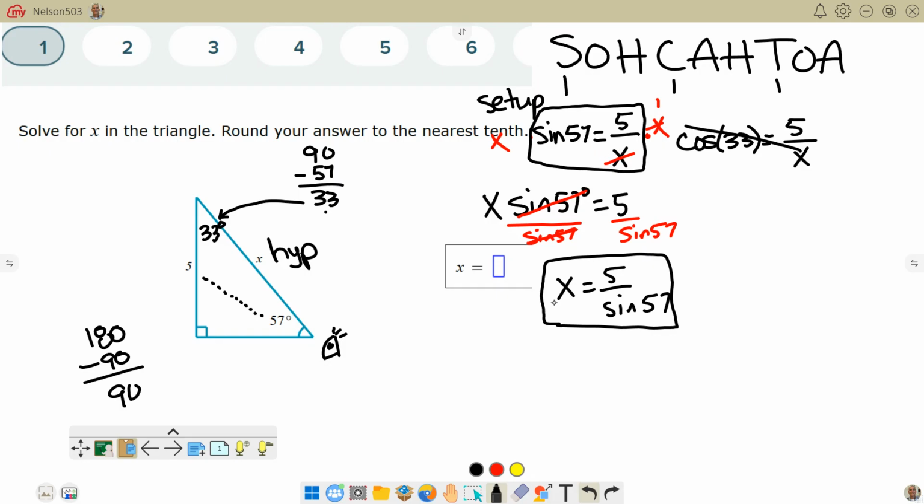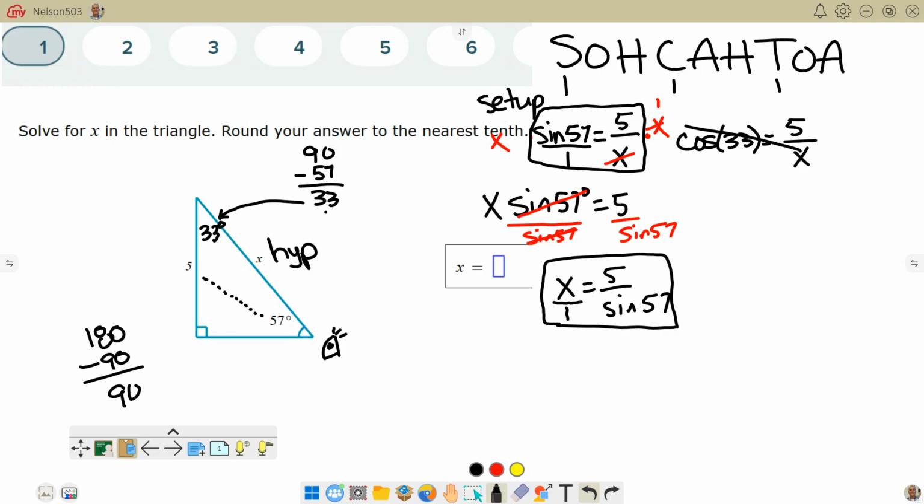Because if you think about it as a proportion, like a fraction equal to a fraction, these two are going to get multiplied together, whether x is down here and sine 57 is up there, or x is over here and sine 57 is down here. Now, why is this better? Well, we were looking for x.